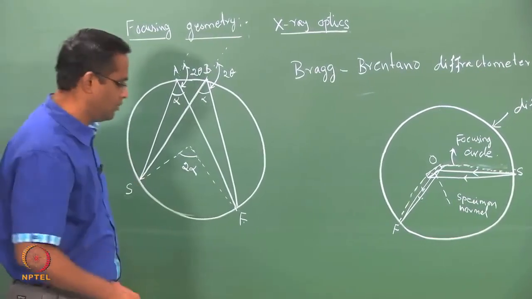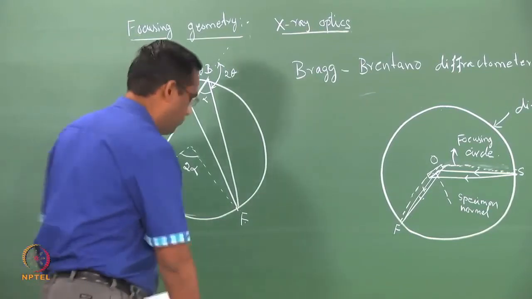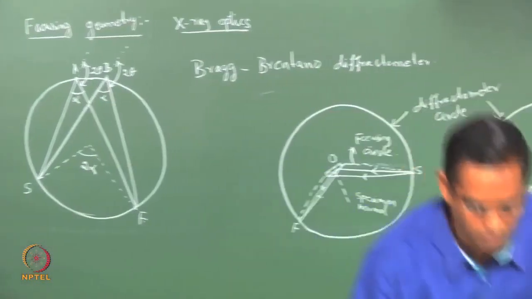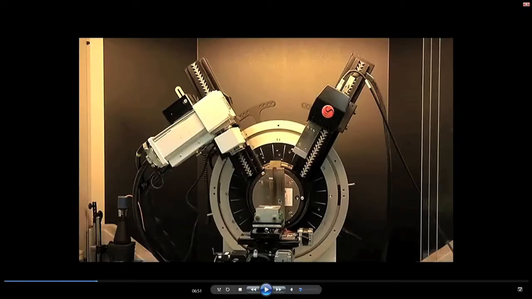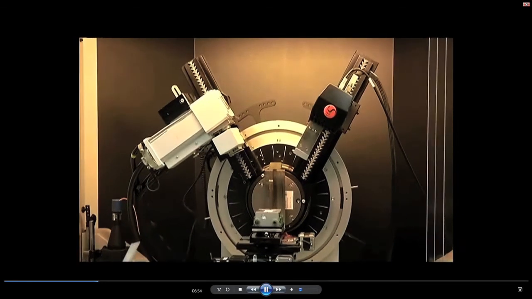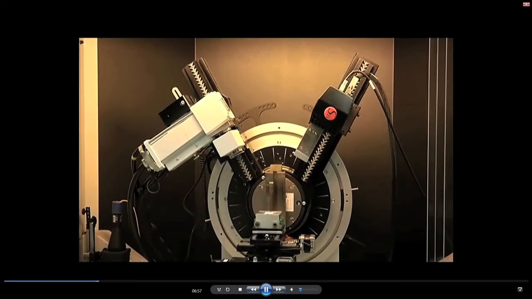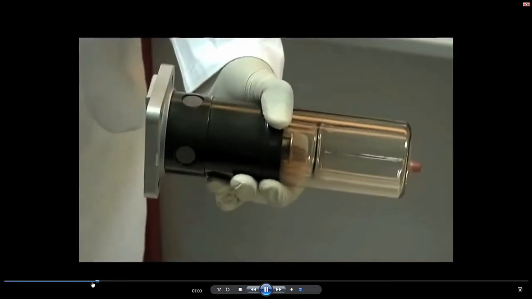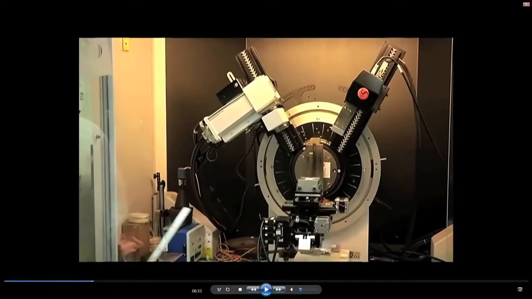With this background, now you go back and look at the video, and you will be able to appreciate what I am trying to say. Now, if you look at the video again, you can see the goniometer circle, and this is the source, this is the detector, and this is the sample which is kept in the center of the goniometer circle in order to maintain this focusing circle, which will be here. Depending upon the 2 theta, it is going to vary.